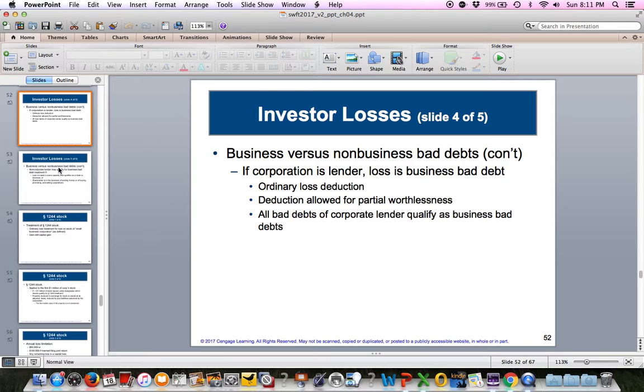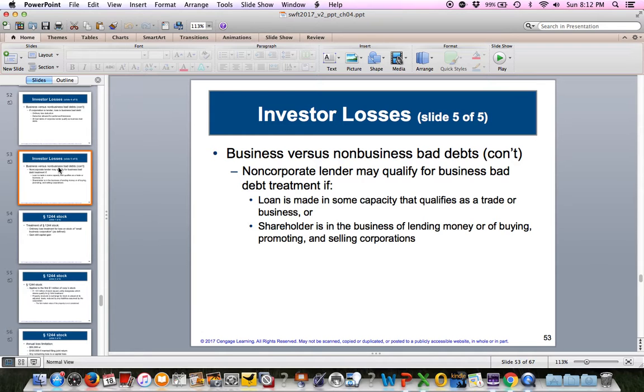Business versus non-business bad debts continued. If a corporation is a lender, the loss is business bad debt. Ordinary loss deduction may apply. Deduction allowed for partial worthlessness. All bad debts of a corporate lender qualify as business bad debts.